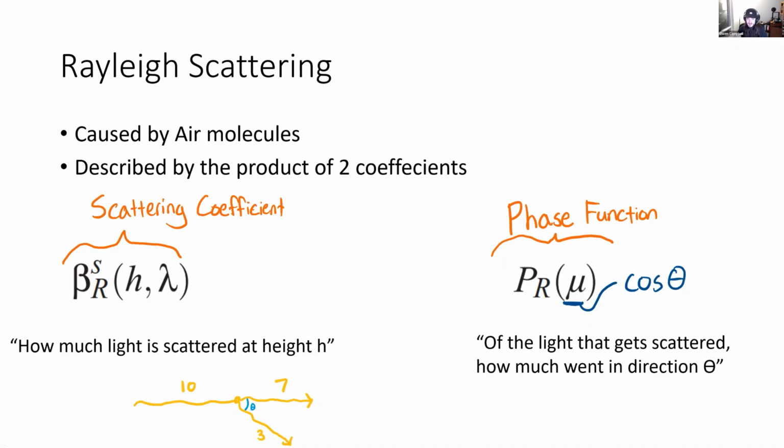This is saying that of that light that scattered, we know proportionally how much got scattered, and the phase function tells how much of that went in a specific direction. In this case, mu, the argument here, is basically the cosine of the angle. So if you want to know how much light went 90 degrees, then you would input cos 90 degrees.